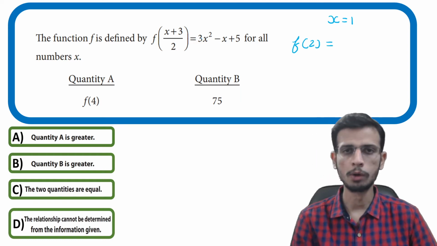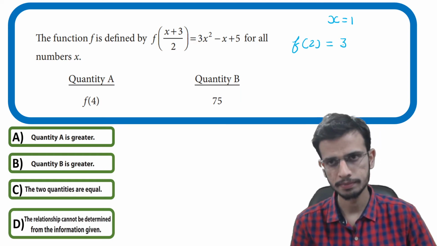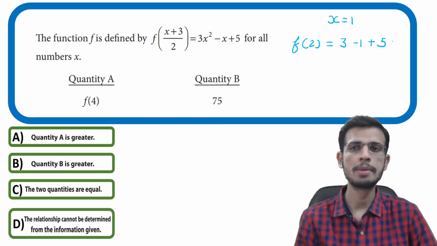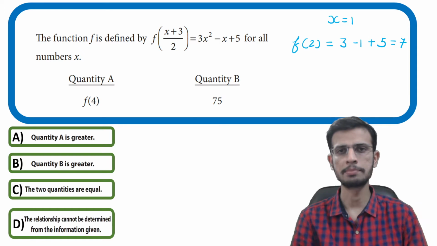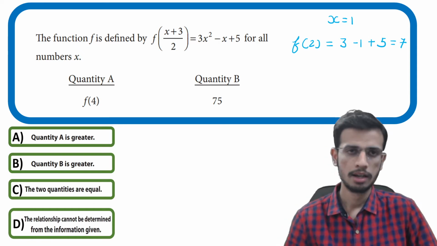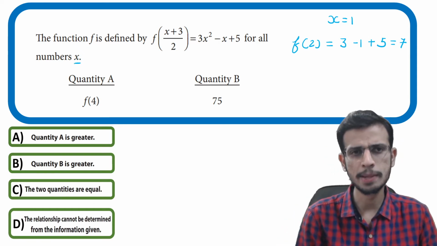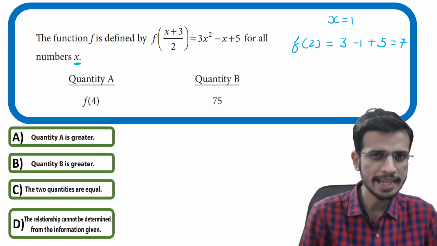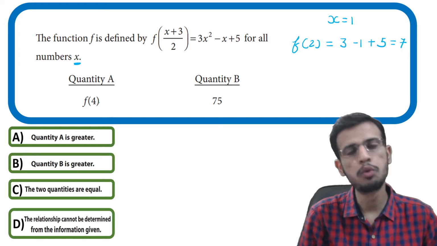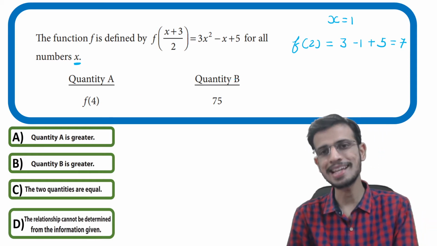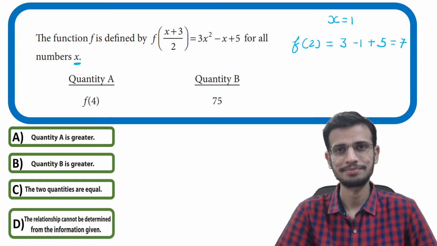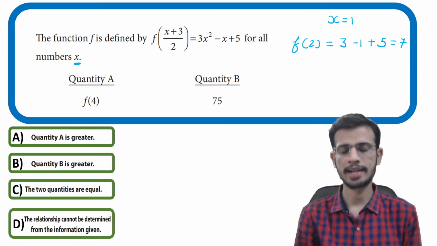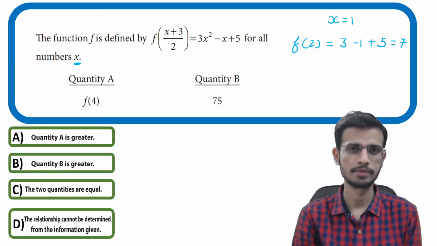On both sides we can put x equal to 1 and simplify; it will become 7. I'm just giving you one example. For all numbers x, any real number you can put. Quantity A is equal to f of 4 and quantity B is equal to 75. Quantity A and quantity B are given to us and we have to compare these quantities.